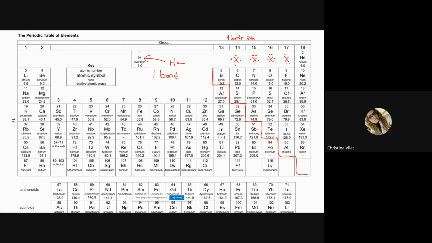Everything in group 15 can make 3 bonds to get to its nearest noble gas, and this is extremely important information moving on. Group 16, what about that one? 2 bonds, because it can only make 2 connections with its 2 single electrons. Remember, only if they're single are they able to mingle. That was the jingle I gave you. Group 17, what about that one? 1.